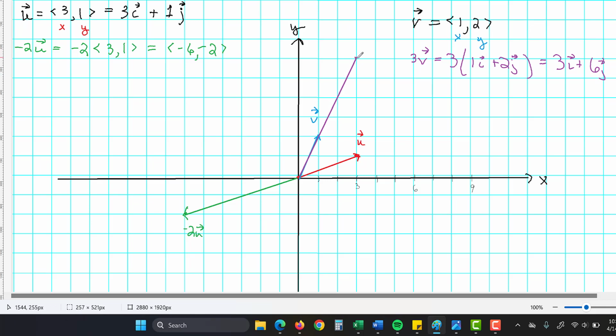So notice again that the scalar of 3 made my vector 3 times as long. I'm in the same angle, same direction. I didn't shoot back through the origin or anything weird. This is going to be 3v.